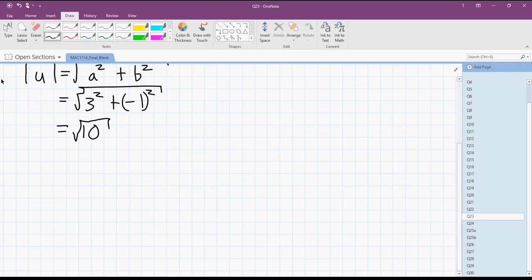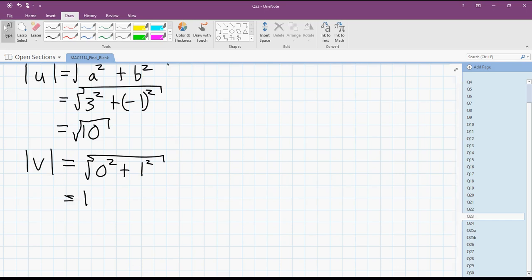All right, so there's our magnitude of the first one. Now we need to get the magnitude of V, which is 0 squared plus 1 squared, which gives us the square root of 1, which is 1. So now we know our magnitudes: one is the square root of 10, and one is 1. Now we need to get their dot product.